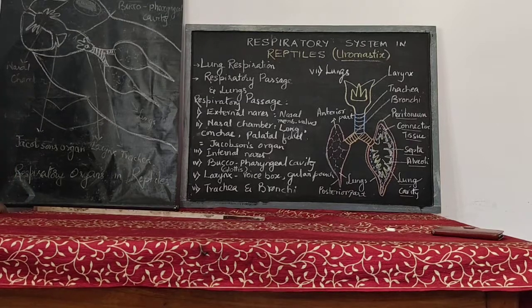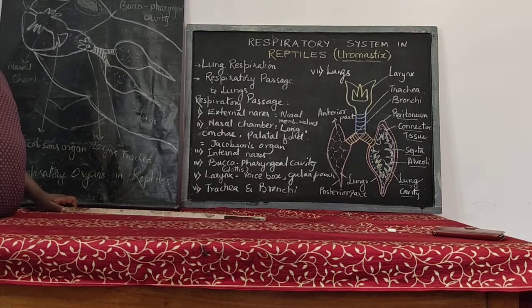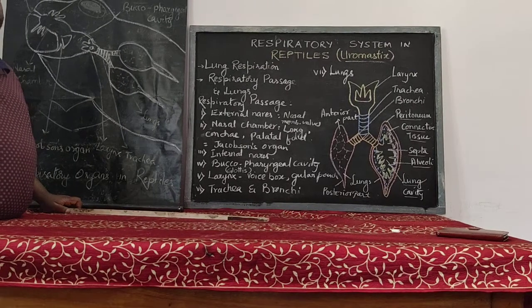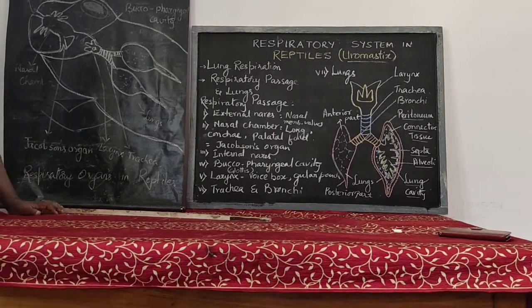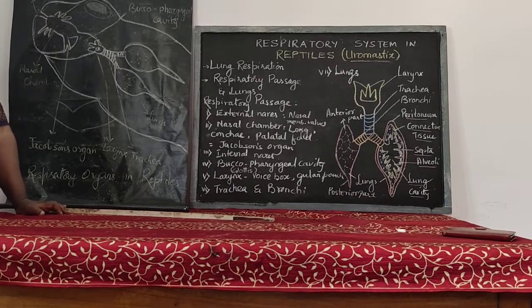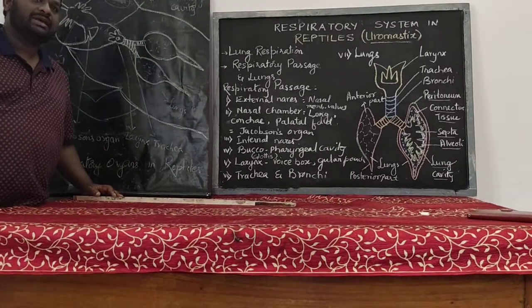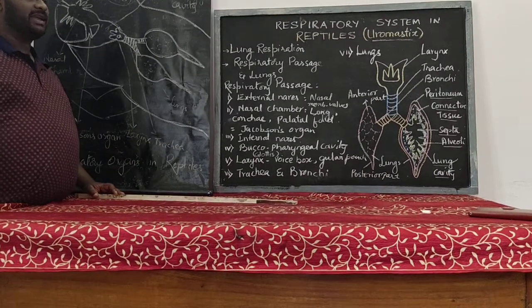Hello students, today we are going to understand the respiratory system in reptiles. The type study animal is Uromastix, the common garden lizard. In case of reptiles, the embryos show gills as the chief respiratory organs.